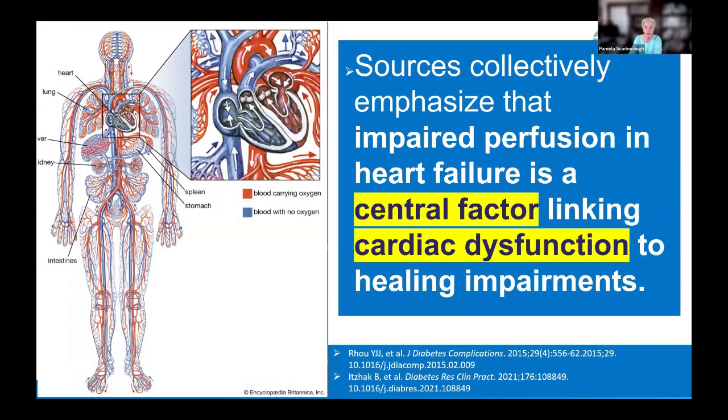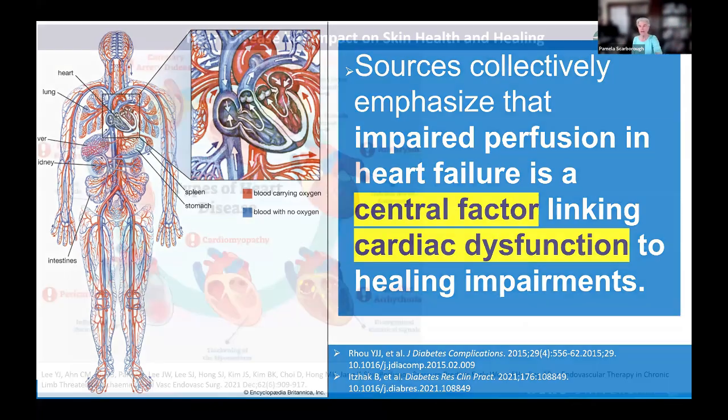Don't know, don't understand. Sources collectively emphasize that impaired perfusion and heart failure is a central factor leading to cardiac dysfunction, linking cardiac dysfunction to healing impairments. When the heart isn't working well, the entire system in the body is going to be impaired, every system.